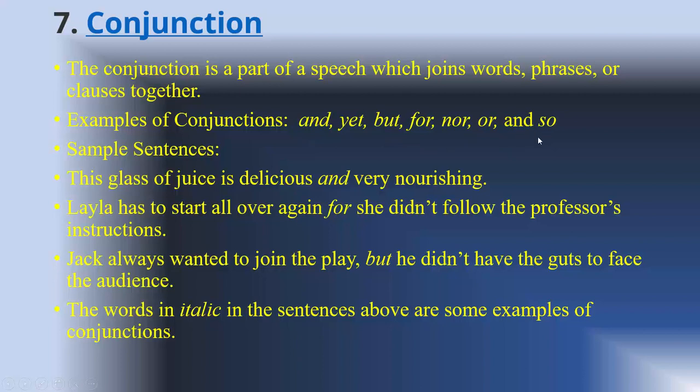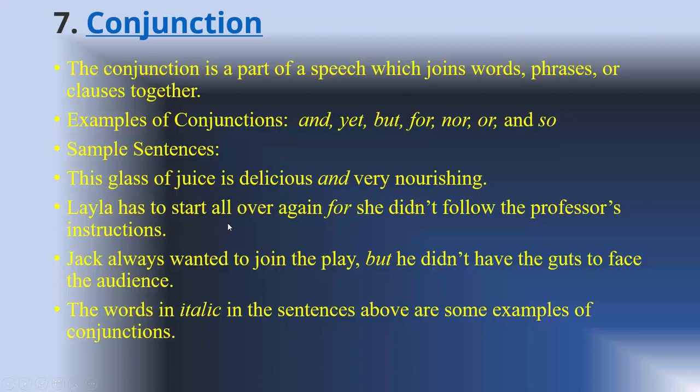This glass of juice is delicious and very nourishing. So we are joining two sentences. This glass of juice is delicious. The juice is delicious, and we can say point, full stop. The juice is very nourishing.